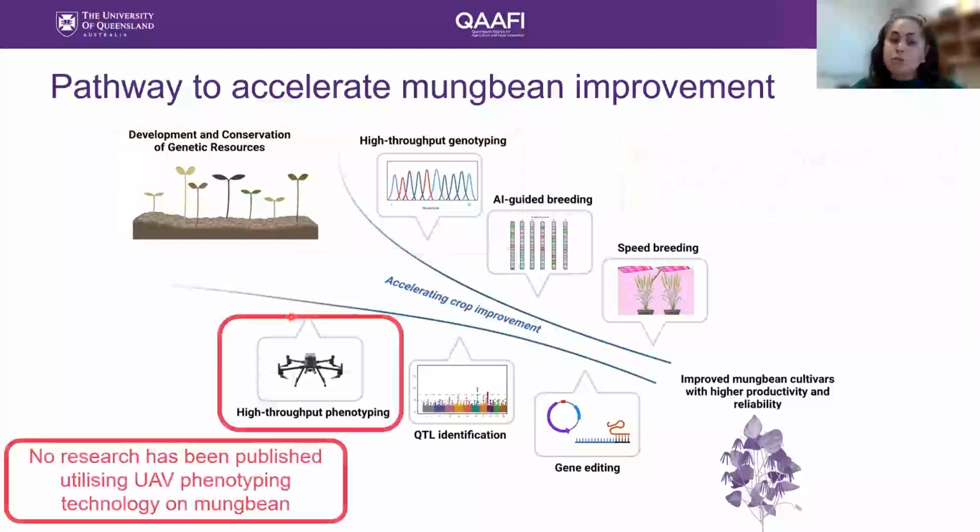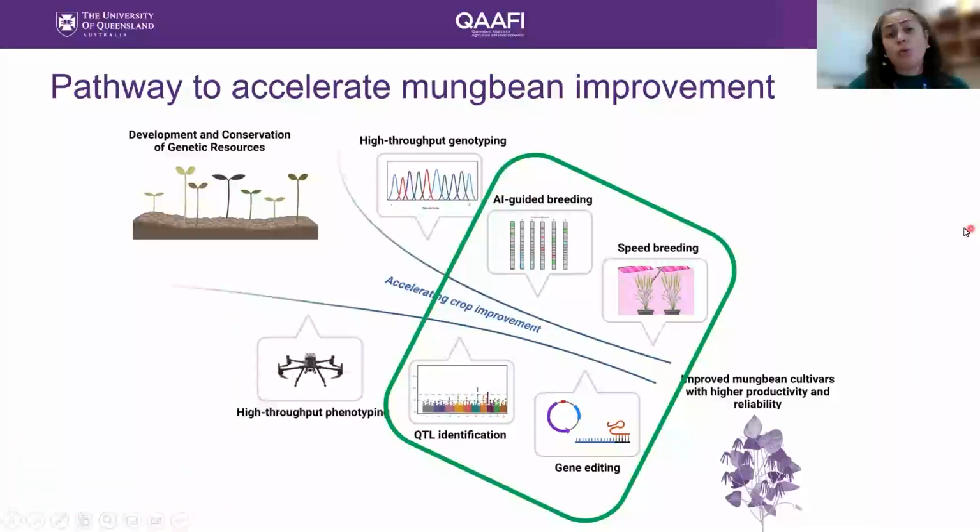That's when high throughput phenotyping platforms, and in particular UAVs with sensors, could really offer an opportunity to bridge that phenotyping gap. Currently there hasn't been any research published on using UAV technology to phenotype mungbean. So once we can optimize this beginning of the pathway, we can then start looking at these other cool methodologies that can help accelerate improvement to develop mungbean cultivars with higher productivity and reliability.